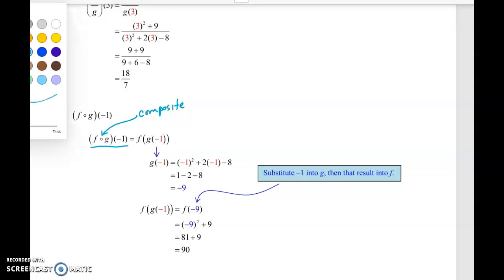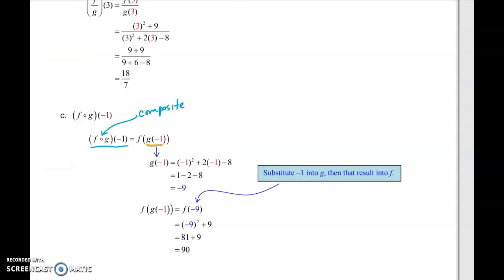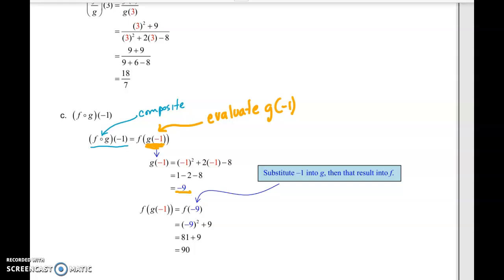So we're going to work first from the inside out and evaluate g at -1. G of -1 would give me -9. So now that I found this portion, so I'm only doing this inside first, now I take that and I put it in place of that portion. So you'll see here, now you're going to evaluate f at -9.